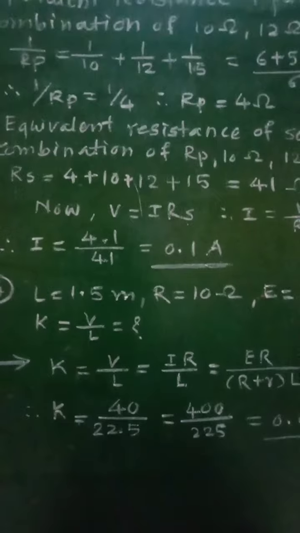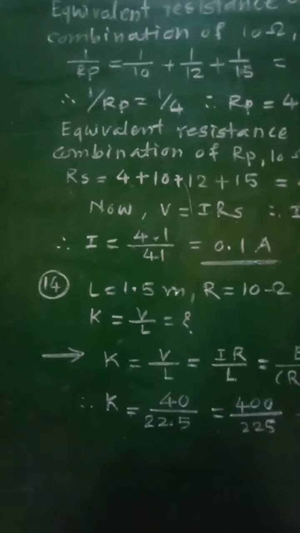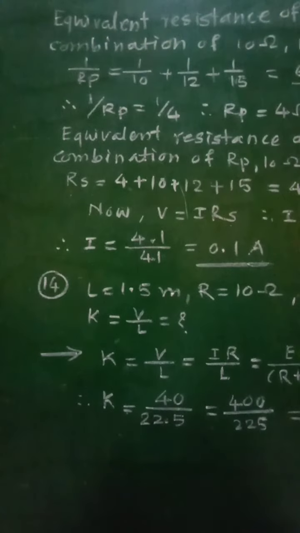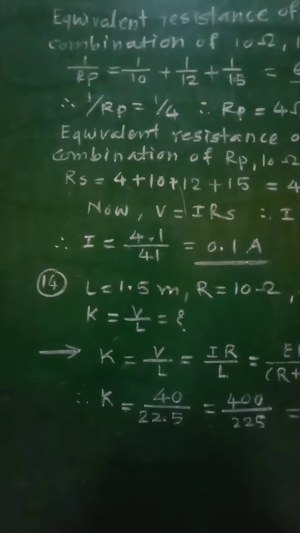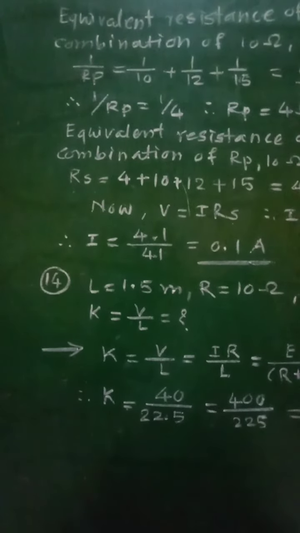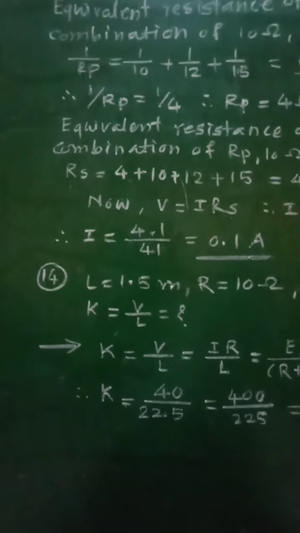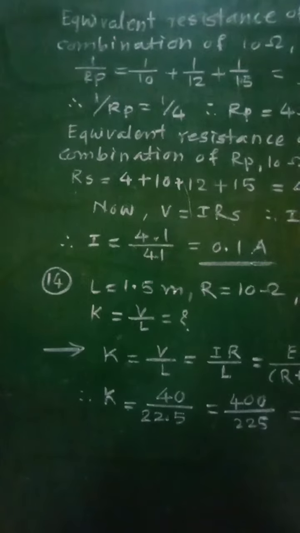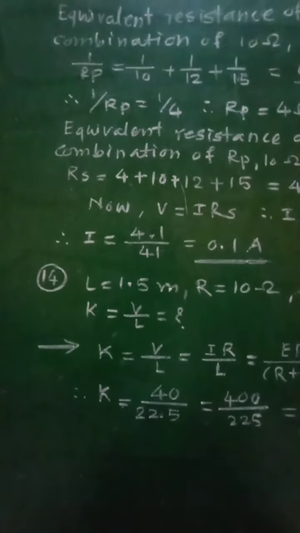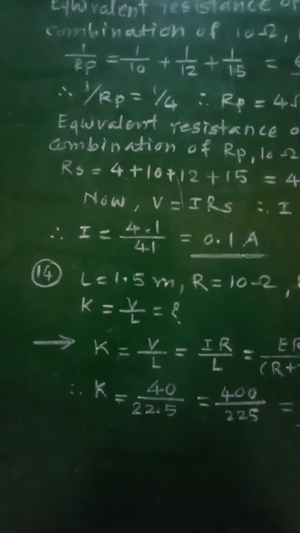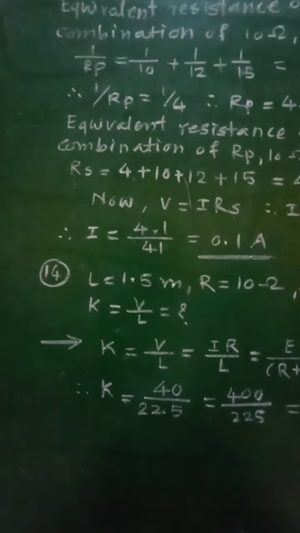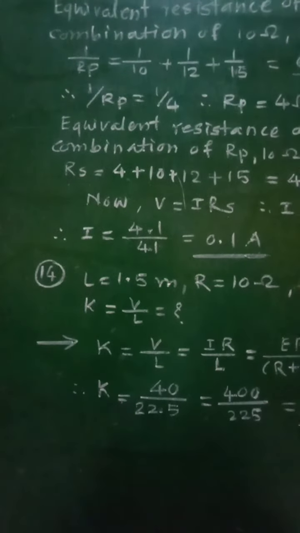Then let us go for next numerical, that is numerical number 14, which is given as: a potentiometer wire has a length of 1.5 meter and resistance of 10 ohm. If it is connected in series with the cell of EMF 4 volt and internal resistance 5 ohm, then calculate the potential drop per centimeter of the wire.